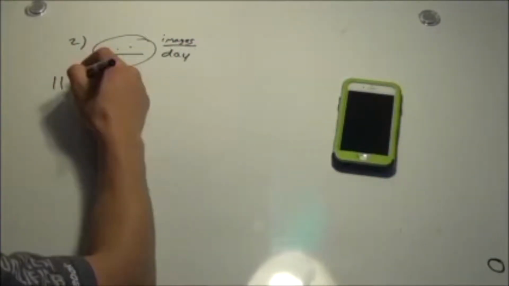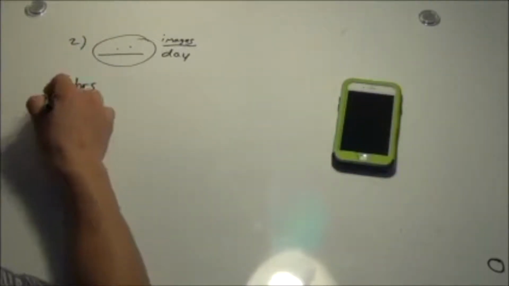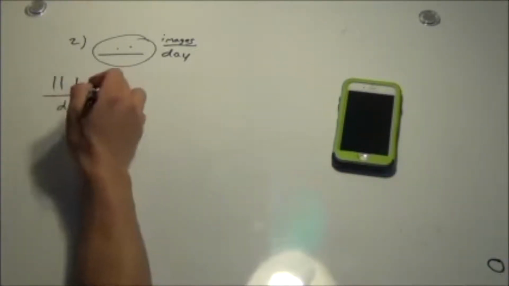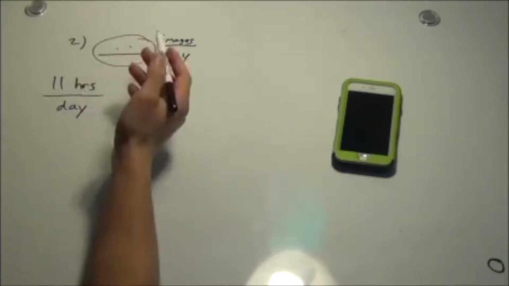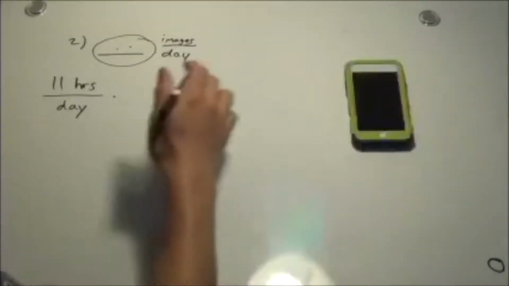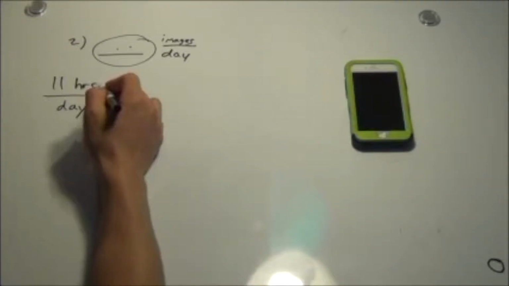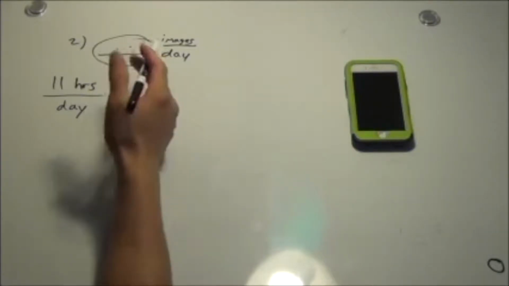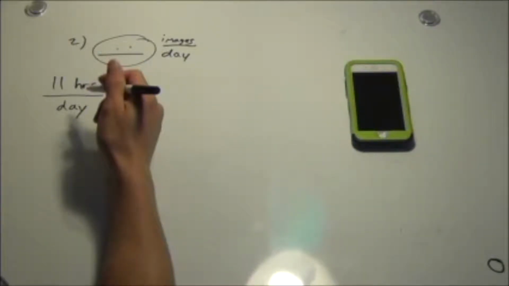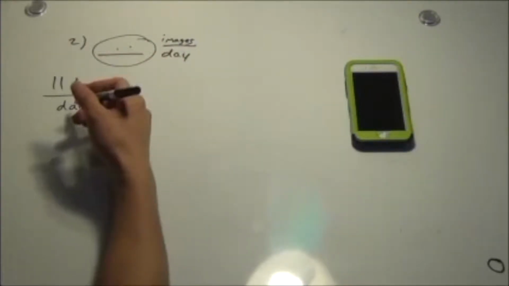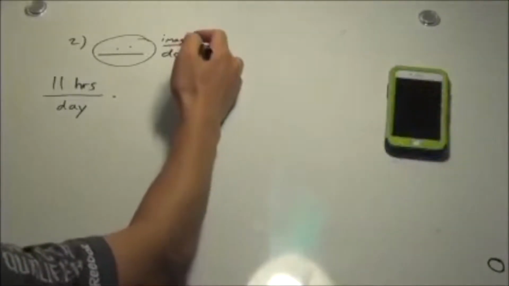So let's start with 11 hours. We know that you can transmit 11 hours in one day. No, I'm not saying that there's 11 hours in a day. All I'm saying is that you can only work for 11 hours per day, so don't get that confused with 24 hours in a day. Now we want to convert that to seconds because we know that it's 3 megabits per second, which is the data transmission rate. Once we get into megabits per day, then we can do gigabits per day and then change that into images per day.